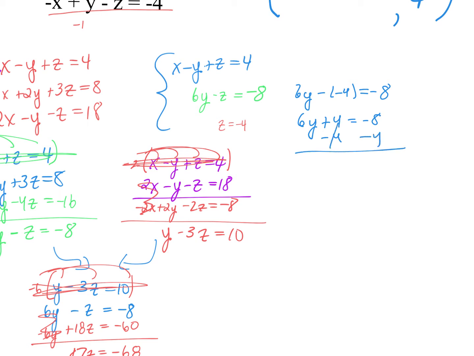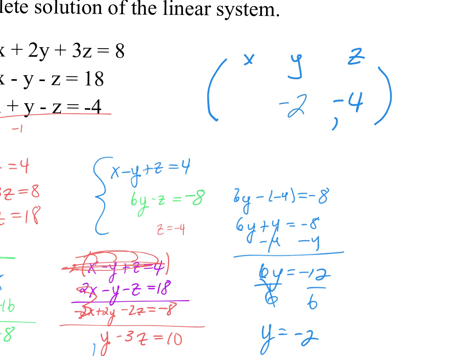Minus 4 from both sides. 6y equals negative 12. Divide both sides by 6, and y equals what? Negative 2. Good. So y is negative 2.